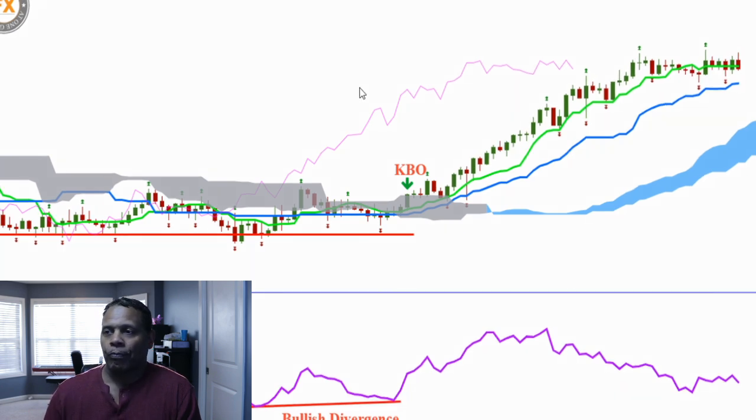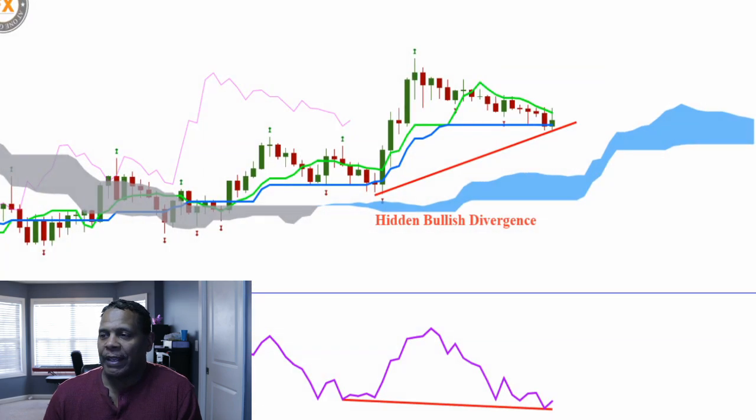And now we're looking at hidden bullish divergence. So again, this is Ichimoku.